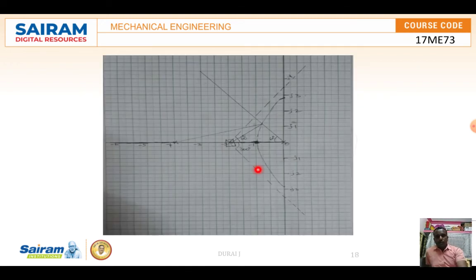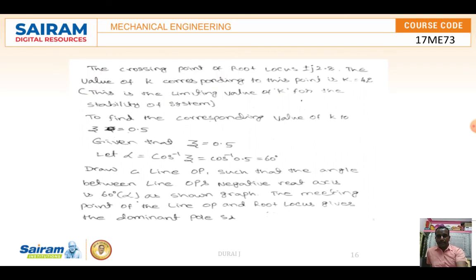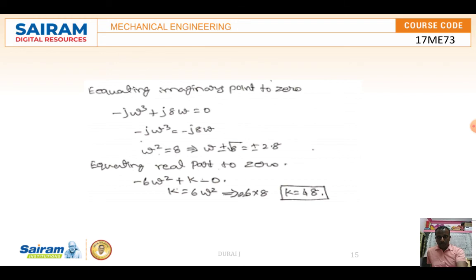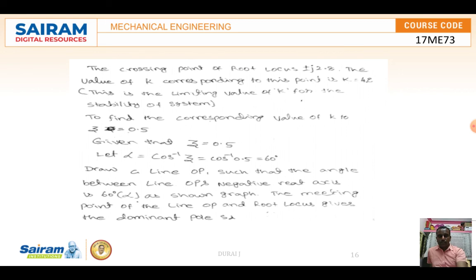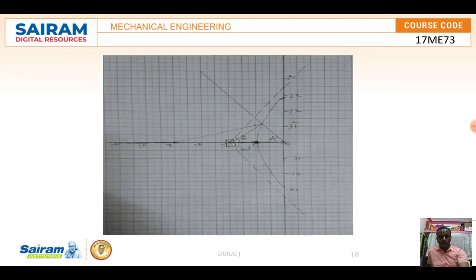Now the j value we found, plus or minus 2.8, we are going to mark over here. So I am going to mark j 2.8 and minus j 2.8 over here, like an arc, along with the breakaway point, okay. Then the 60 degree line we are going to draw over here with the help of the cos inverse of the zeta value we found, so from that we found 60 degrees.